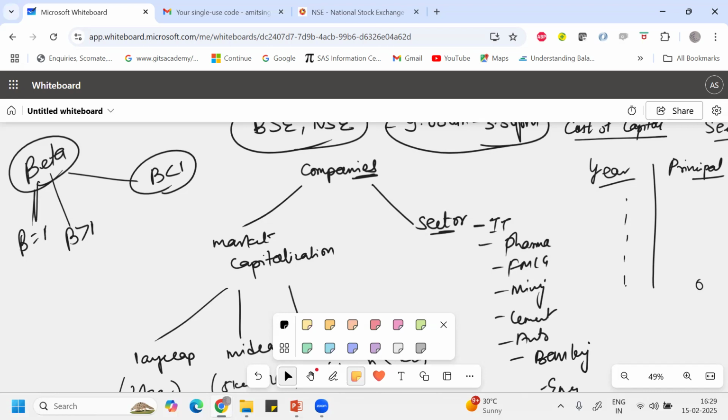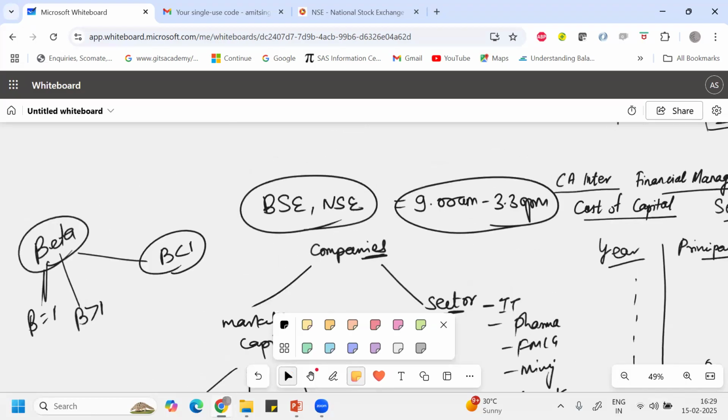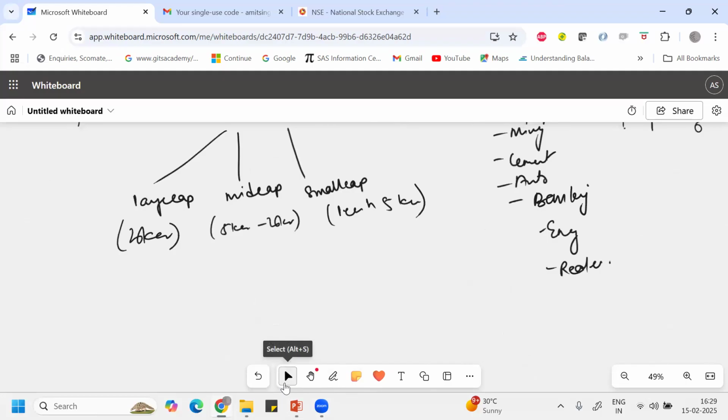So beta basically measures the degree of correlation between the movement of the market and the movement of a stock. Market here means Nifty and Sensex. What is Nifty and Sensex? If you don't know, when you divide the companies based on market capitalization, we have created a portfolio of the best companies, and that portfolio is called Nifty 50. Nifty 50 is an index which measures the relative movement of the best 50 companies.